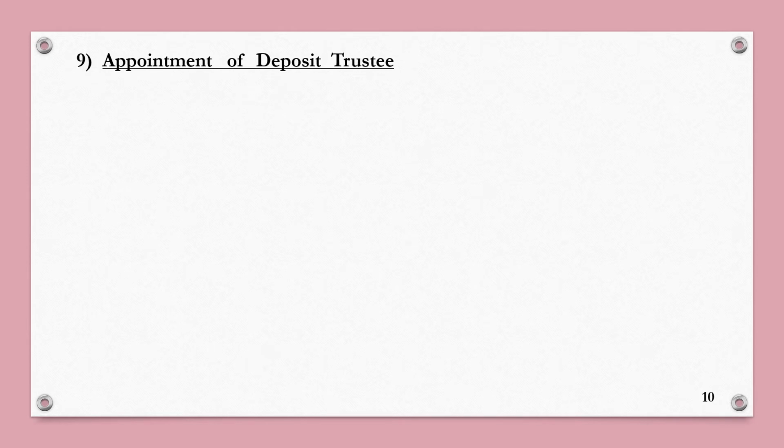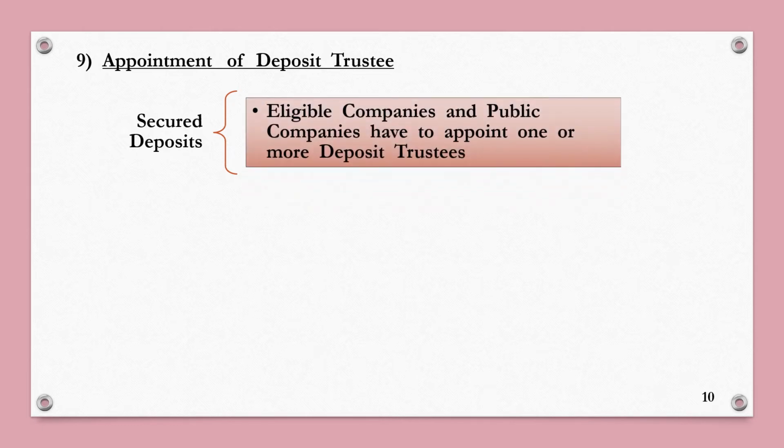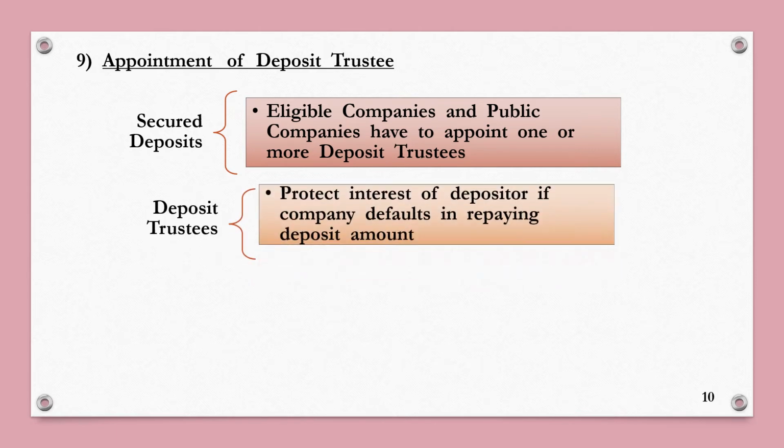Let us now move towards the ninth condition relating to acceptance of deposits, that is, appointment of deposit trustee. If a company issues secured deposits, then eligible companies and public companies need to appoint at least one or more deposit trustees. Just like debenture trustees protect the interest of debenture holder, in a similar way, the deposit trustees protect the interest of depositors if the company fails to pay the deposit amount back to the depositor.